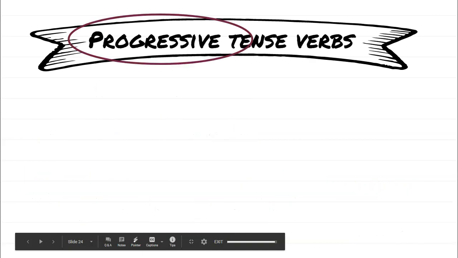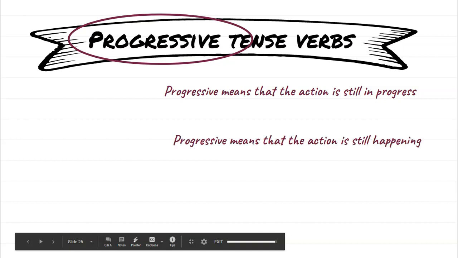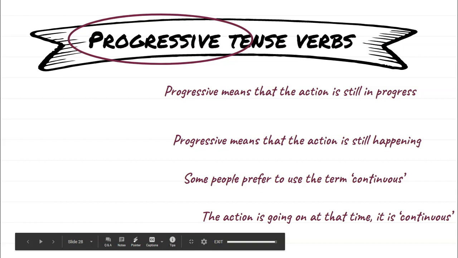So just to show you again, progressive means that the action is still in progress. We don't know quite when it began or when it's going to end. It's happening. Progressive means that the action is still happening. It's in progress. Some people prefer to use the term continuous. It might be easier to remember that an action is continuous. It's continuing. So the action going on at that time is continuous.